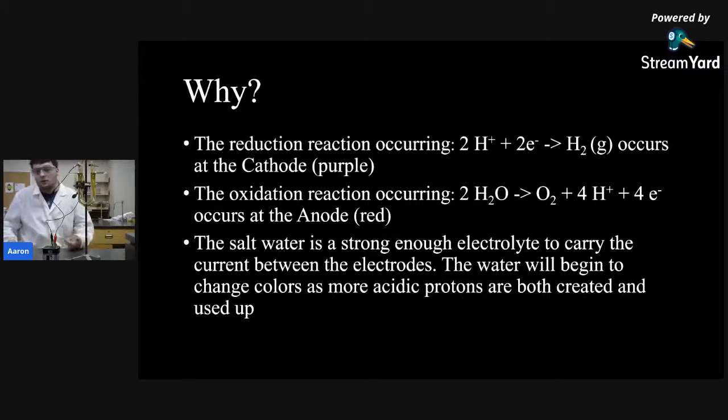And the solution will change color. This is based on the pH, because when we split the water molecule, we're creating hydrogen atoms in solution, which make the solution more acidic. And because the indicator is in the water, we should observe a color change.